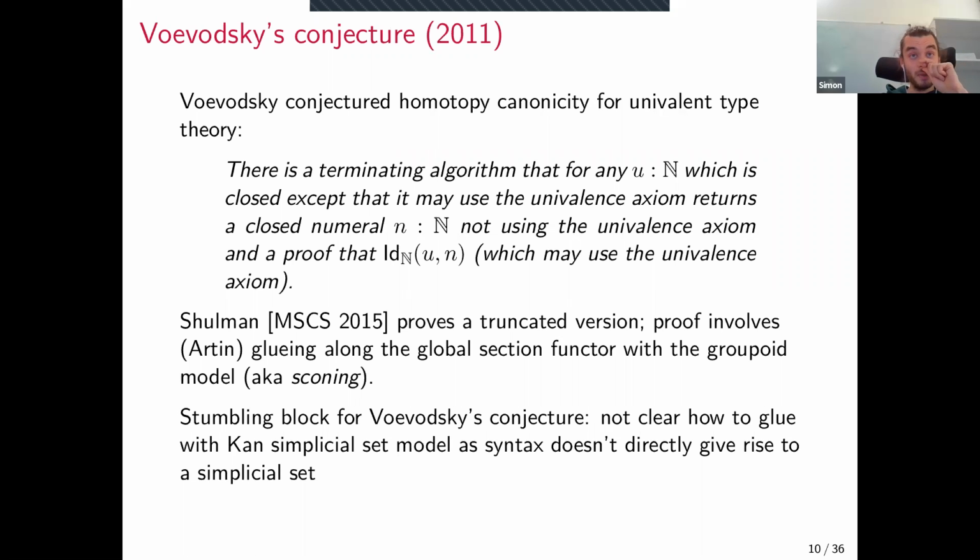So the general stumbling block for proving Voevodsky's conjecture is that somehow you want to use this gluing technique, and it's not clear, but the problem is that you will glue it with some kind of global sections functor, but there one needs somehow that the closed terms give rise to the structure used in the model. So in the case of Voevodsky's model, it would be a Kan simplicial set. So it's not clear how the syntax gives rise to a Kan simplicial set.